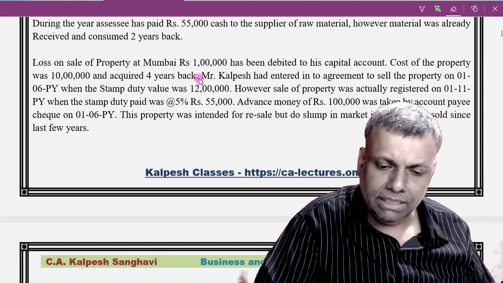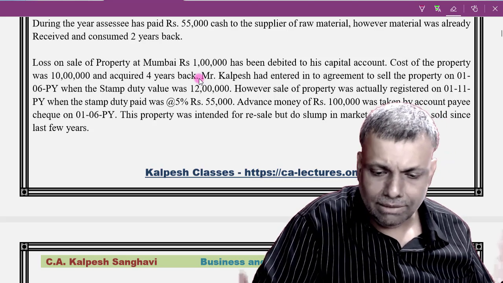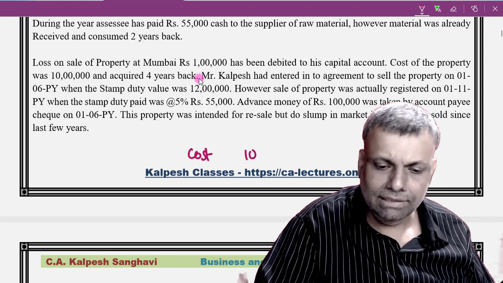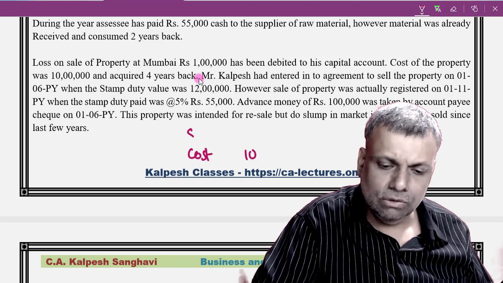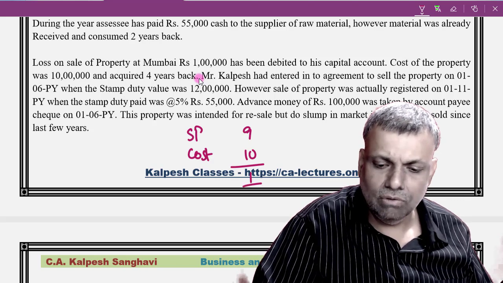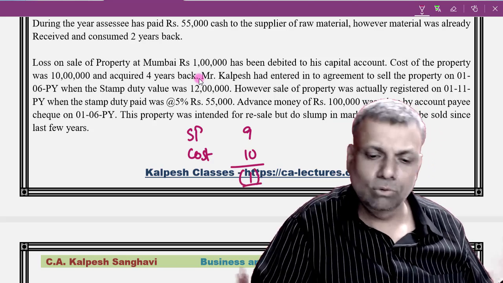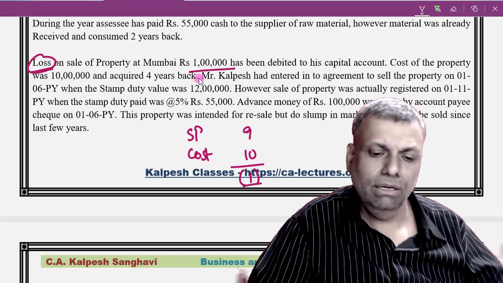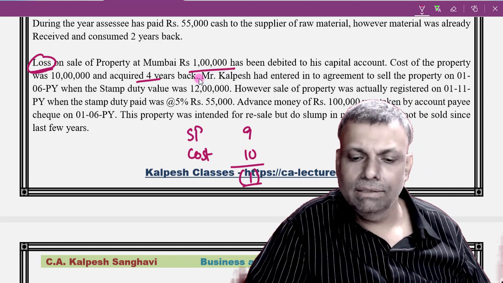Cost of the property was 10 lakhs. Okay. So the actual, let me put the actual figures. Cost is 10 lakhs. So the selling price will be 9 lakhs. And ultimately there is a loss of 1 lakh. Okay. This is the actual situation. There is a loss on sale of the property. It was acquired 4 years back.